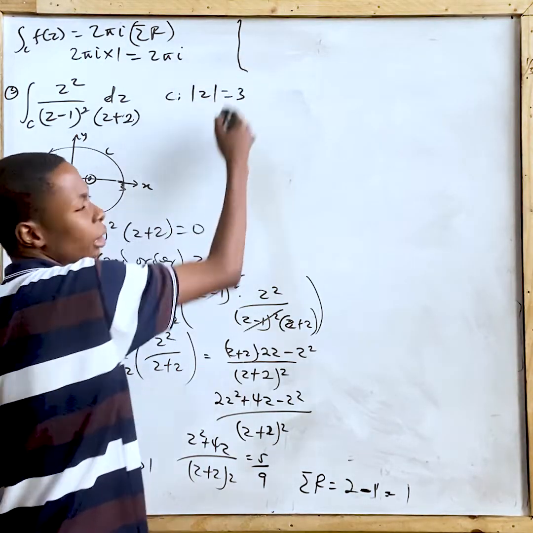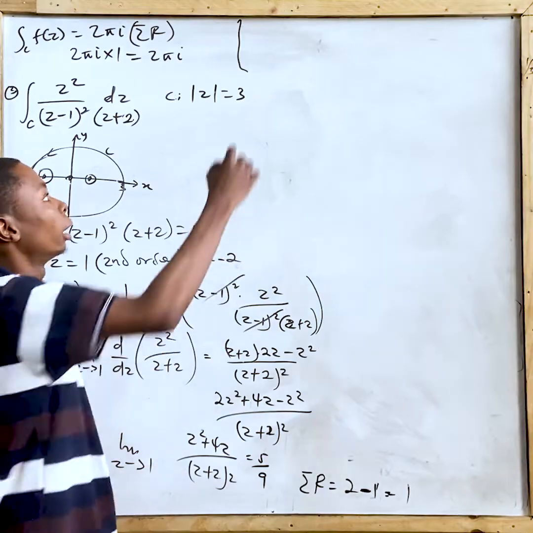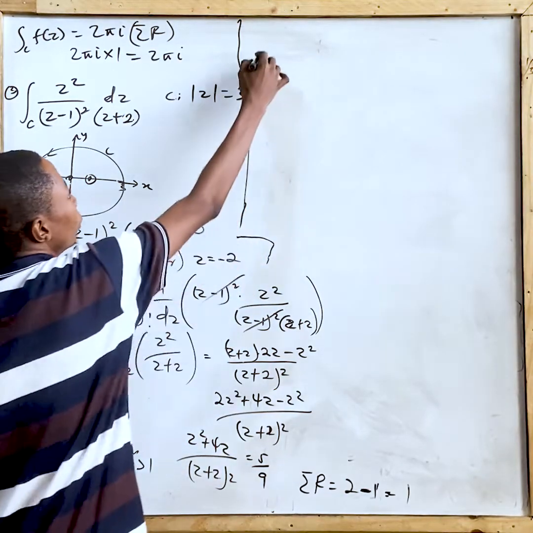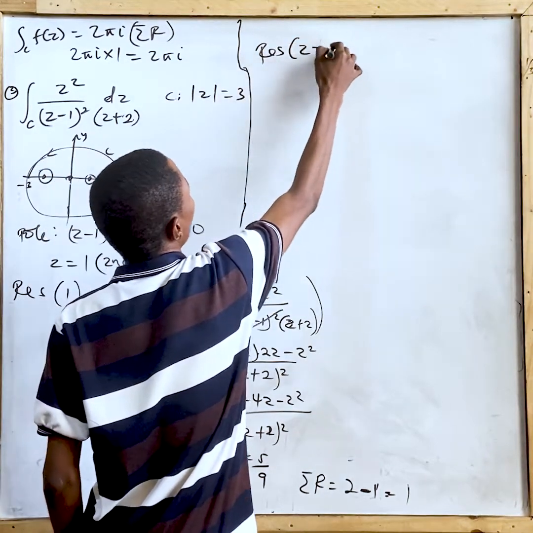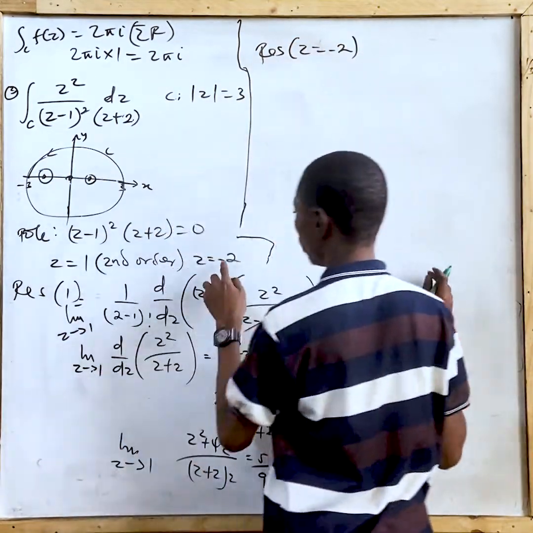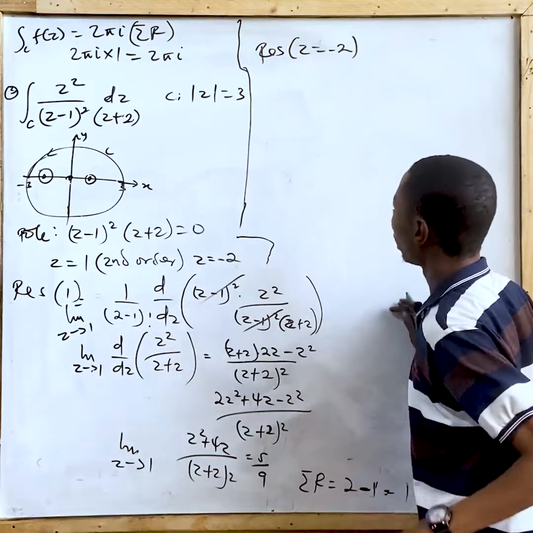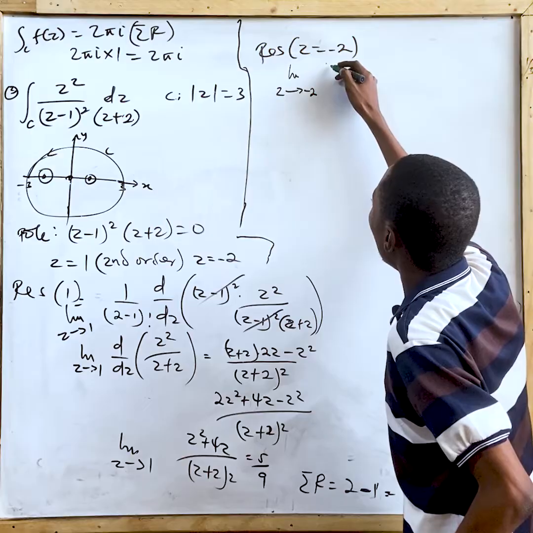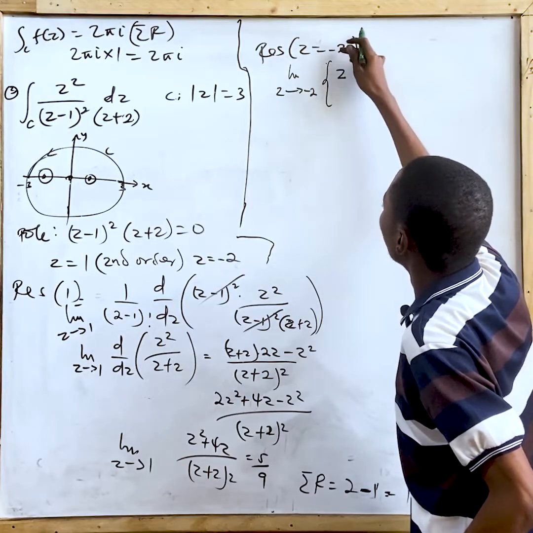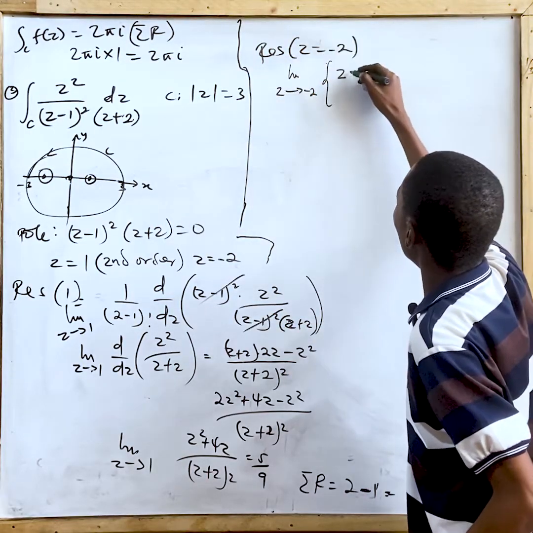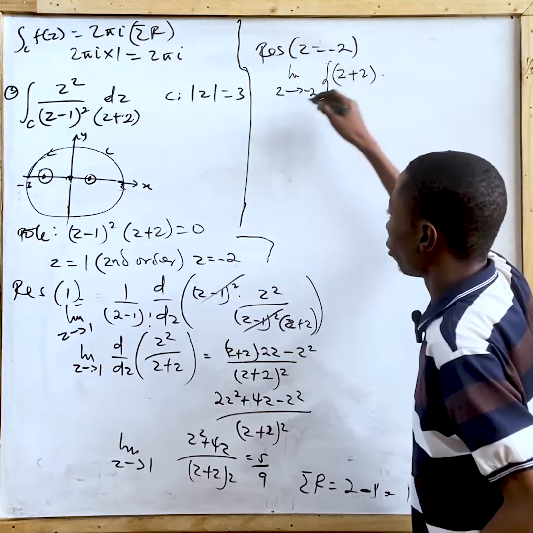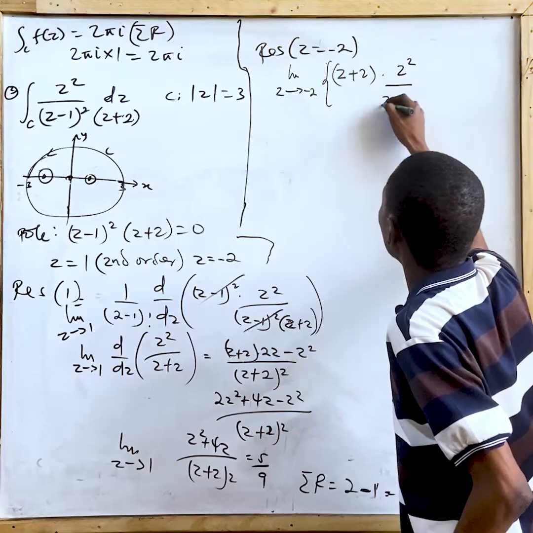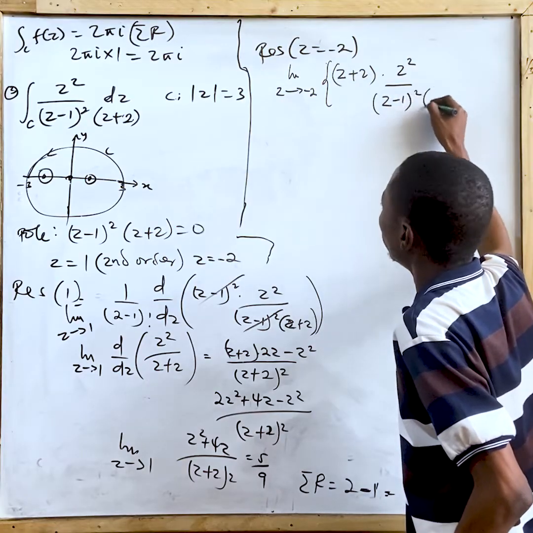Then we also take the residue at the other pole, z equals minus 2. So residue at z equals minus 2. This one is a simple pole. So the residue at z equals minus 2 will be limit as z approaches minus 2 of z minus minus 2. That will now be z plus 2 times f of z, z squared divided by z minus 1 all squared times z plus 2.